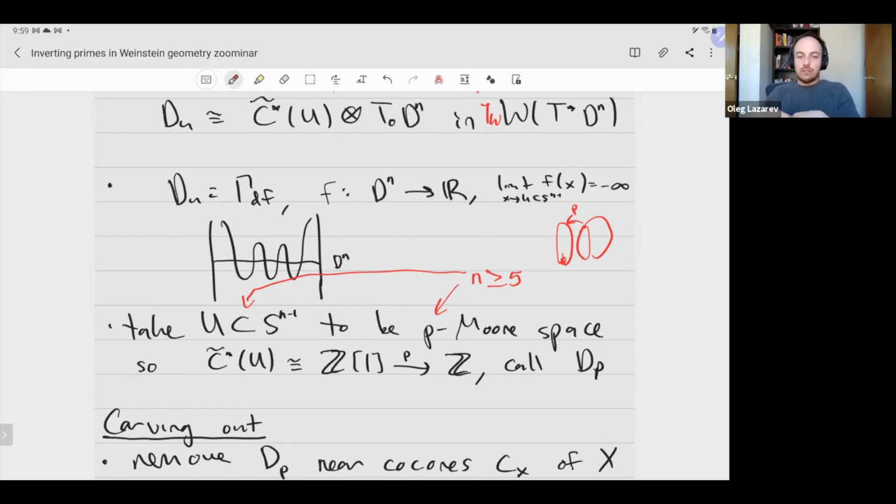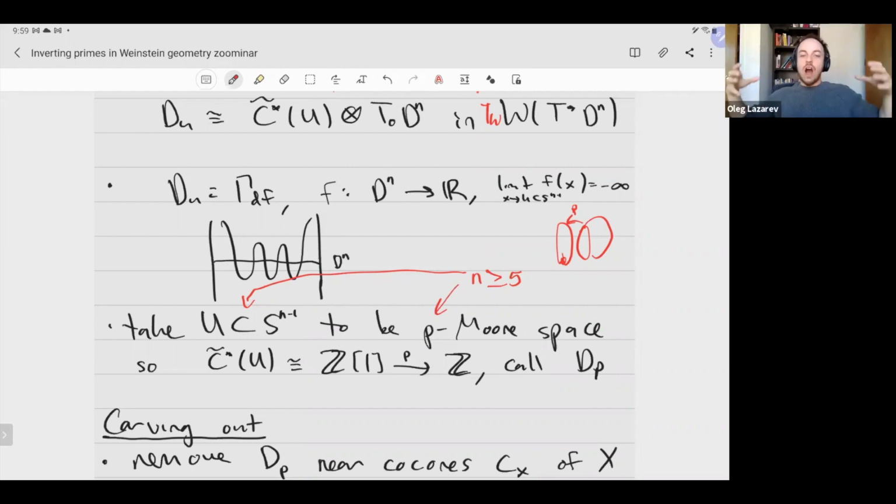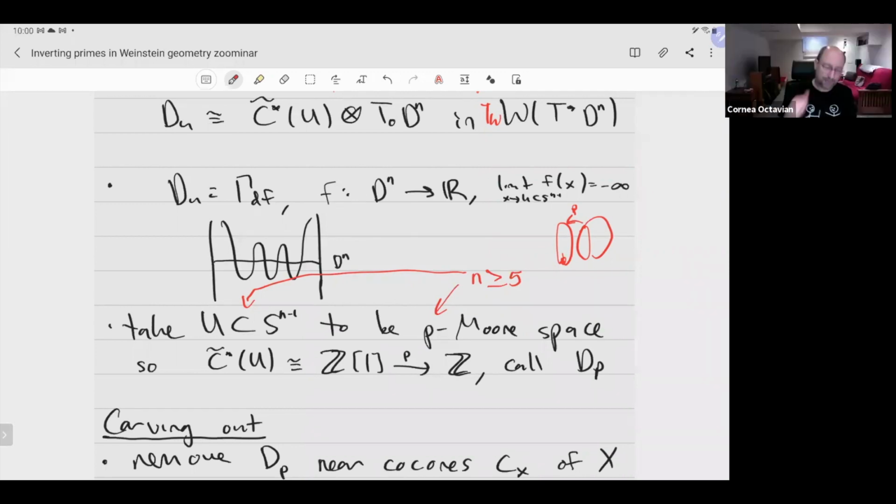So U is not a disk. U is just a thickening of a Moore space. Okay. U is homotopy equivalent to a Moore space. It's all right. But then you cook up a function on a disk that is asymptotic to negative infinity along U. Okay, I got it, I think. And then you cook up a disk from that. Okay.